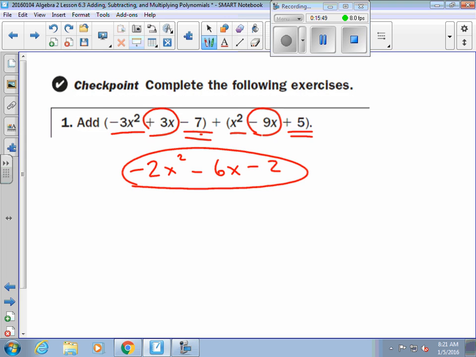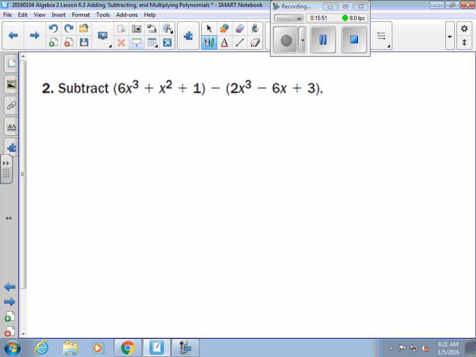On the second one, number 2, you're subtracting them. So what it winds up doing is it changes all of your signs in your second one. If you need to rewrite all of these by changing all of the signs to make it addition, that's okay. This is another way to do it. Makes it negative 2x to the third, positive 6x, and negative 3.